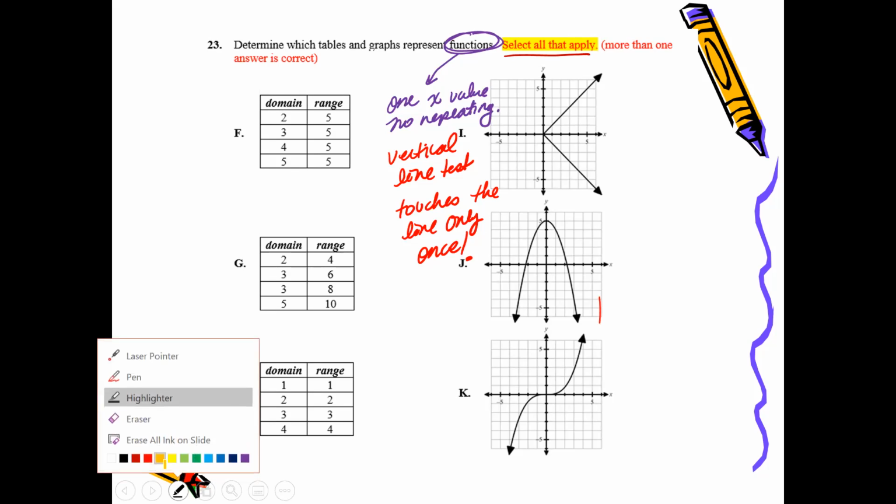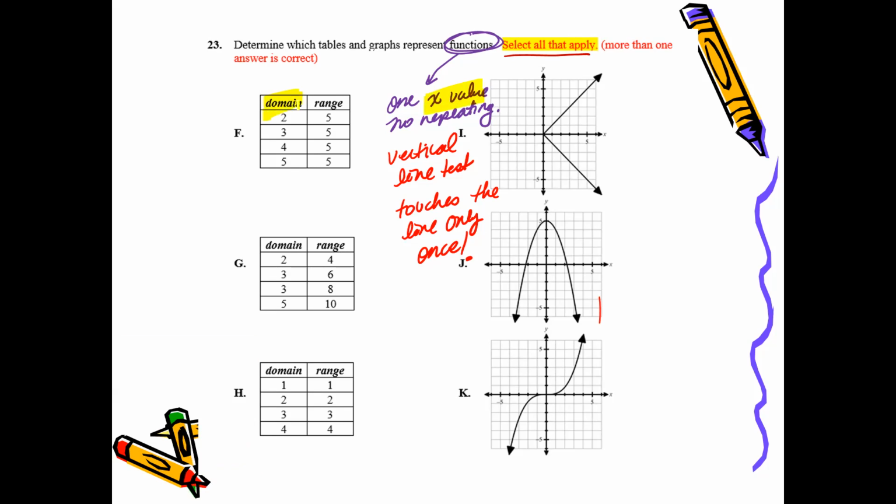So given the fact that this is only the X value, take a look at the domain of F. Take a look at the domain of G. Take a look at the domain of H. Do any of those numbers repeat? 2, 3, 4, 5. Does not repeat. That's one of your answers. This is a function. G, 3 and 3 repeat. Uh-oh. It's not a function. So don't circle that one. H, 1, 2, 3, 4. Yep, no repeat. H is one of your answers.